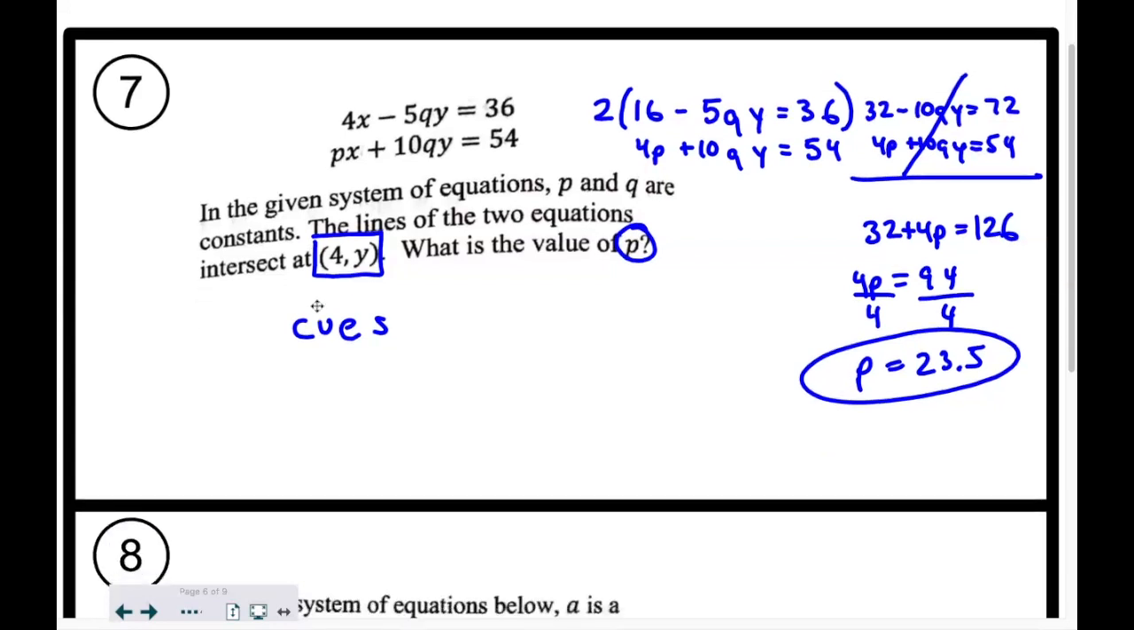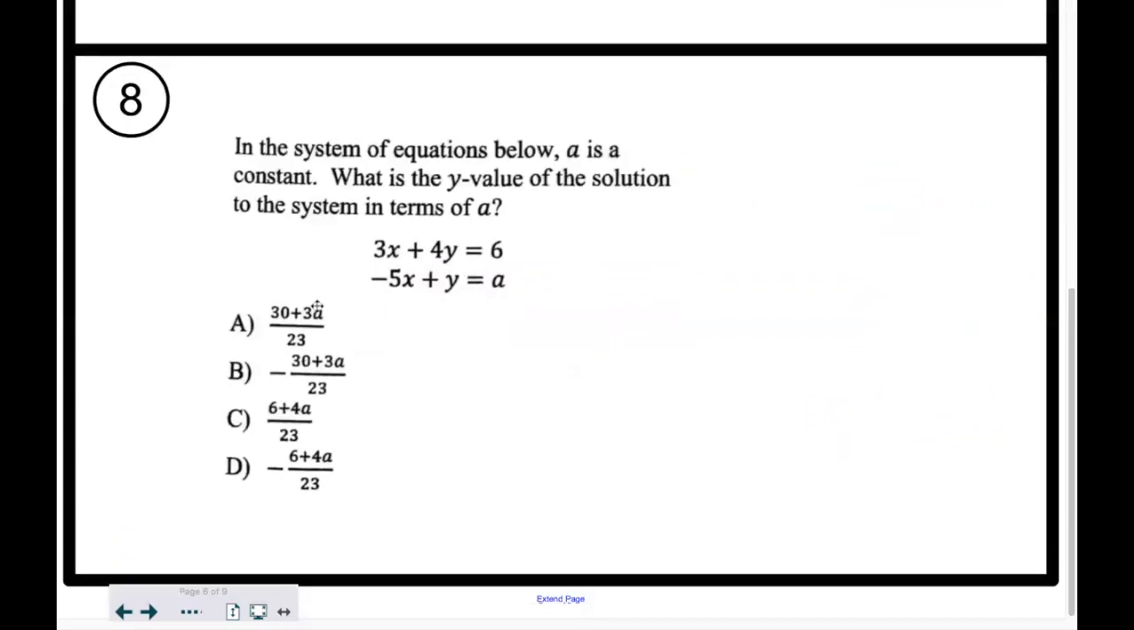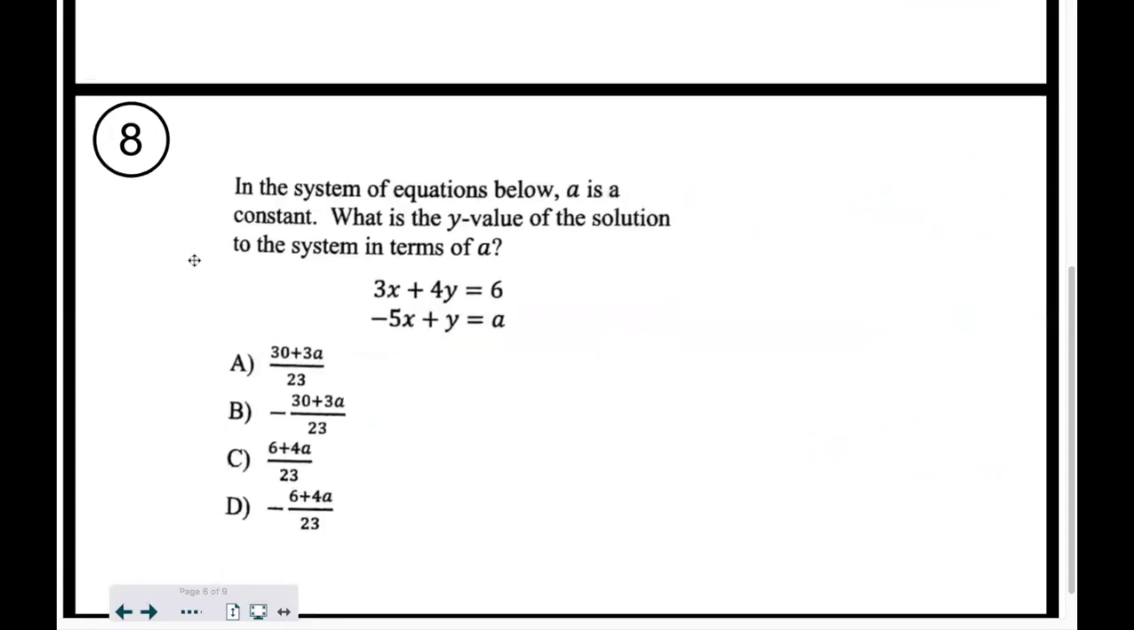Okay. So number 8. Okay. So in the system below, A is a constant. What is the y value of the solution to the system in terms of A? Okay, so again, I don't really see how Desmos is going to help us here. We really need to understand the elimination method. They want the y value. And the y value in terms of A, it looks like it's going to be pretty complicated, but don't worry about that. Just again, get started.